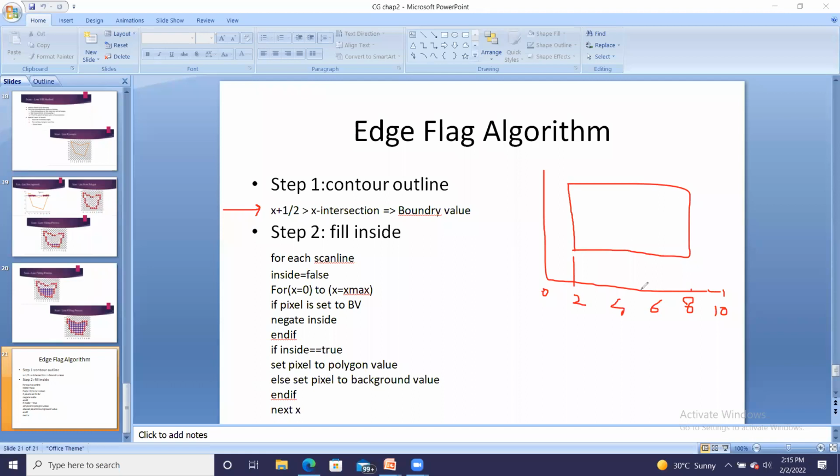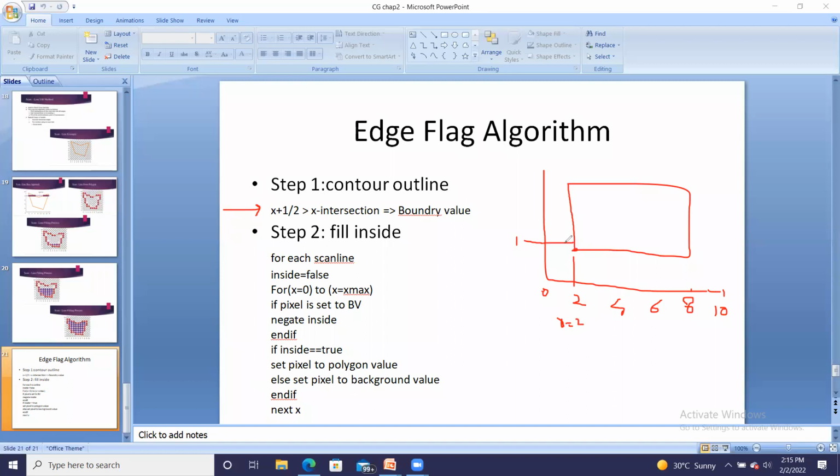So as scan lines are horizontal, we are concentrating only on the X values in the algorithm. So this is your X value, X is equal to 2. Now what it tells is, for every scan line you have to draw the boundary value. So first, it will start with scan line number 1. Then it will check the X intersection value. The intersection takes place at X is equal to 2 at scan line number 1.